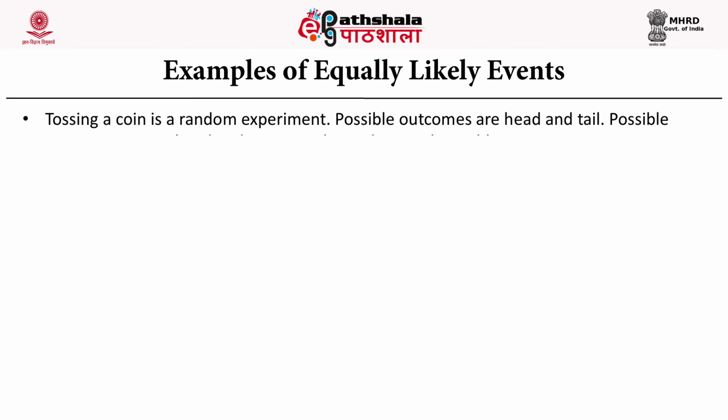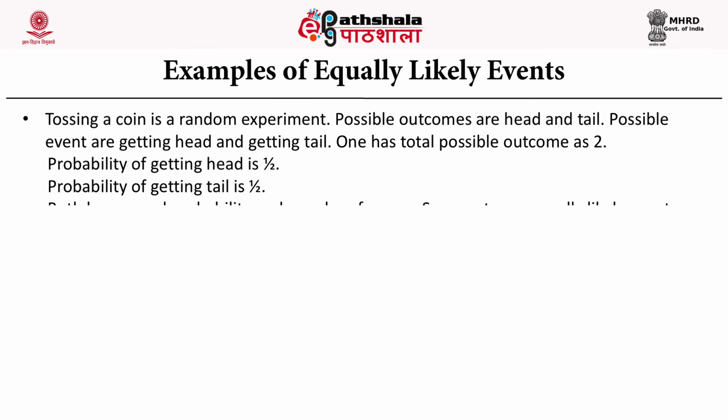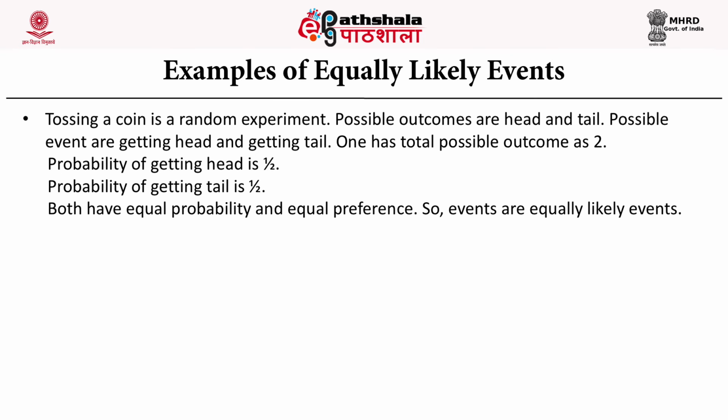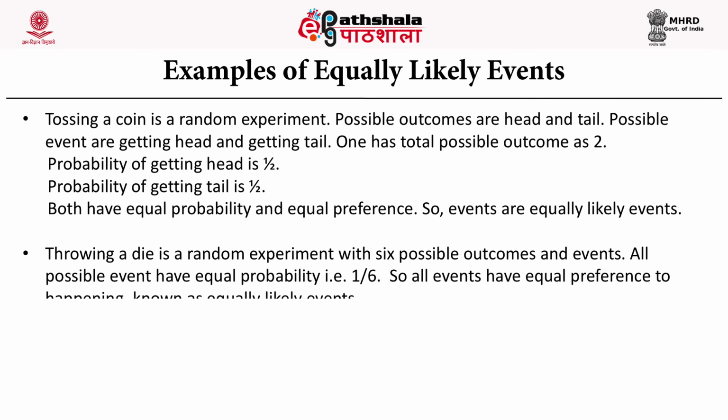There are a few examples of equally likely events. These are: tossing a coin is a random experiment. Possible outcomes are head and tail. Possible events are getting head and getting tail. One has total possible outcomes of 2. Probability of getting head is 1 by 2 and probability of getting tail is half. Both have equal probability and equal preference, so the events are equally likely events. Throwing a dice is a random experiment with 6 possible outcomes and events. All possible events have equal probability, that is 1 by 6. So all events have equal preference of happening, and they are known as equally likely events.